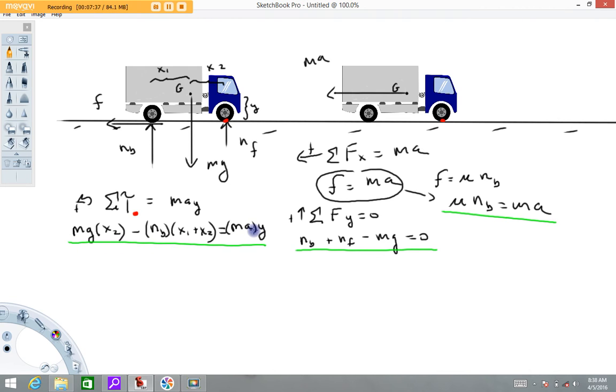So the three unknowns in this, in theory, are going to be the back normal, the front normal, and the acceleration of the system. And it's three equations, three unknowns, and I'm not going to bother solving it. The purpose of this video is just how you write the equations. At some point I'll get a numerical example in where I'll solve it right to the end.